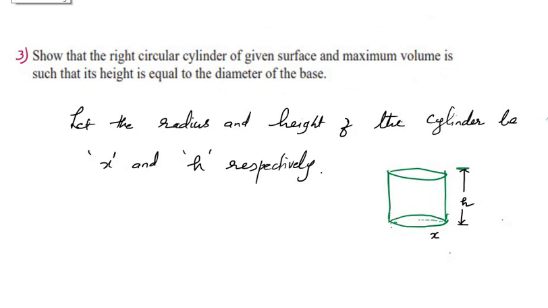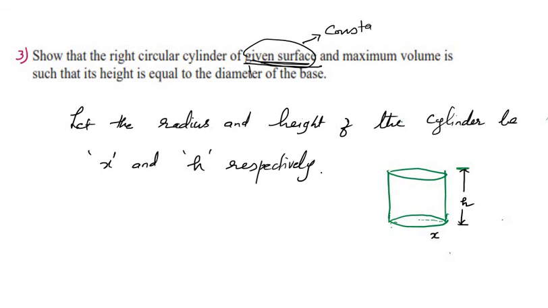See the question. Show that the right circular cylinder of given surface area and maximum volume is such that its height is equal to the diameter of the base. See what is given here? Given surface area. The meaning of the given surface area is that the surface area is constant. You must be very careful to find this one.